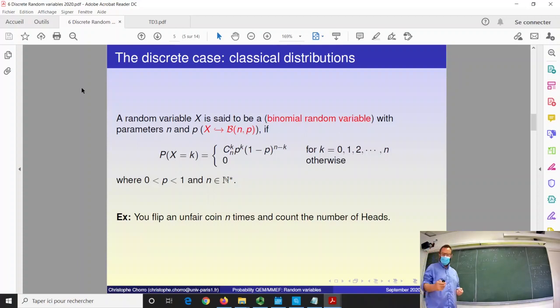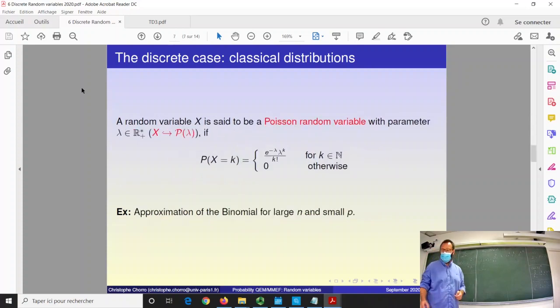So if I continue, I have the geometric, but I will do first the Poisson. It's simpler, and I will finish with the geometric. So I erase this one. Are you okay for the uniform, the Bernoulli, the binomial? It's okay? So for the Poisson.